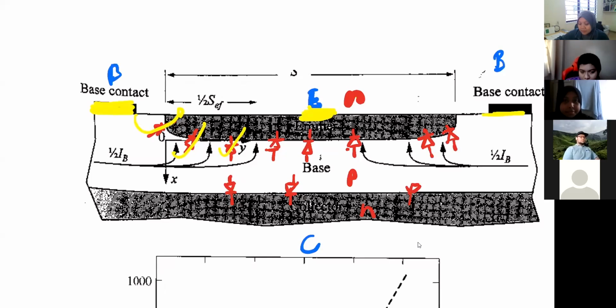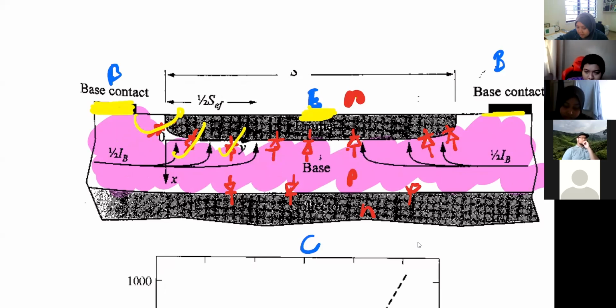Okay, so the base doping is low, therefore the resistance is high. This area that I draw, this base area, is actually having a high resistance. So now we have an emitter with a low resistance, and a base with a high resistance.